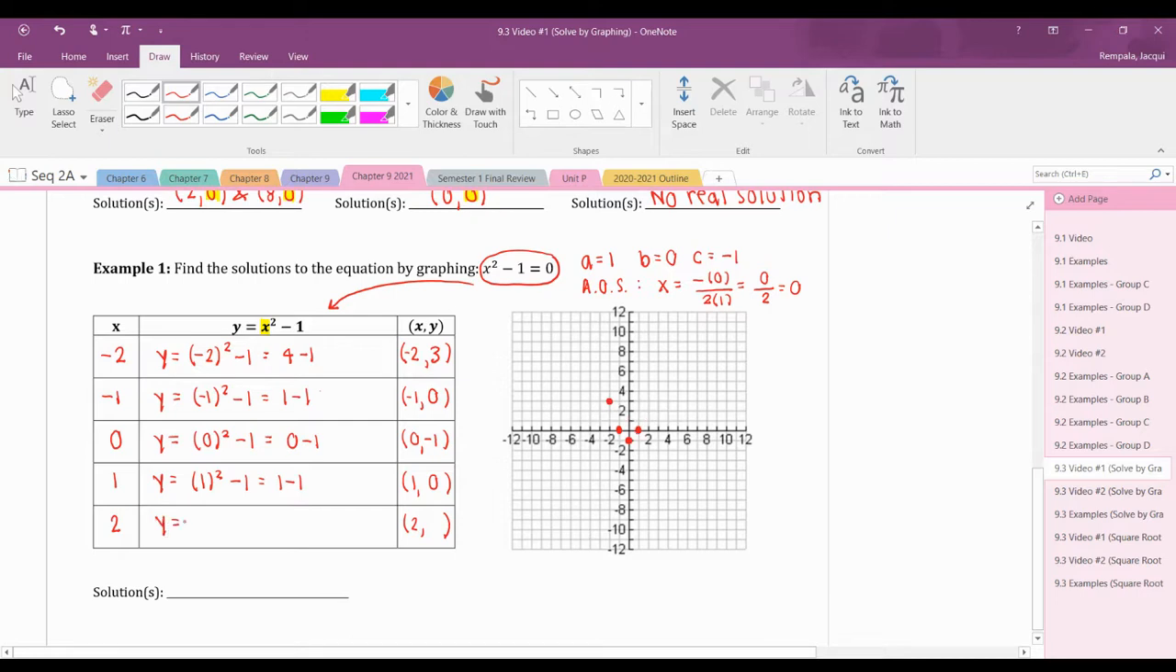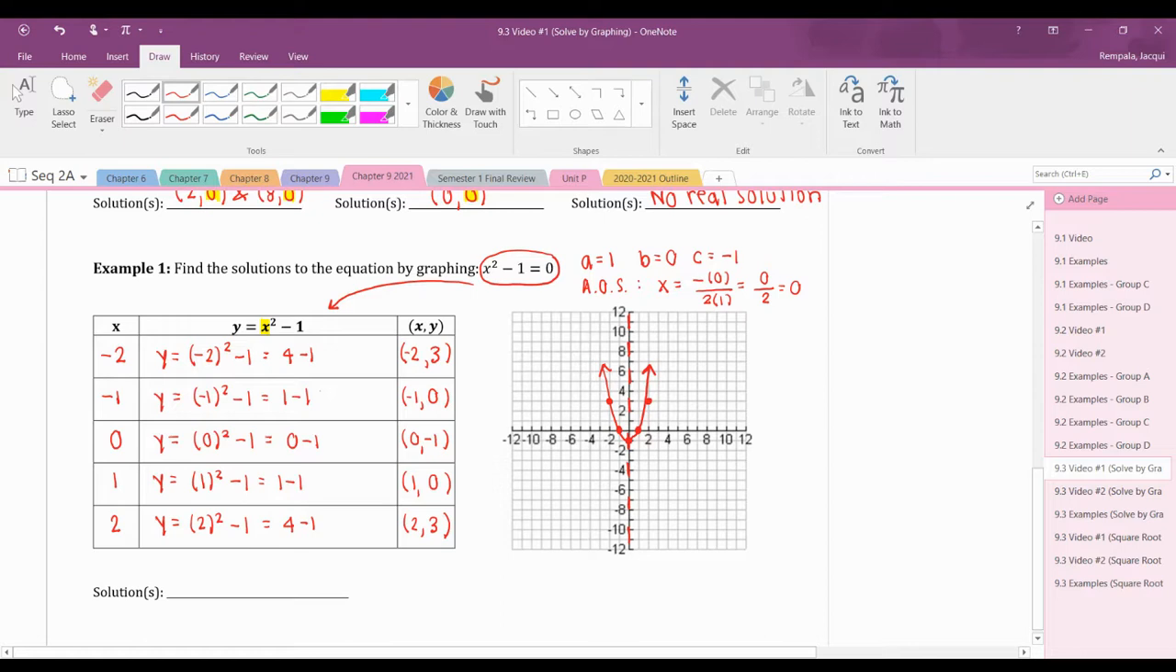Then we have y equals, we'll have 2 quantity squared minus 1. 2 squared is 4. 4 minus 1 will give us 3. So 2 to the right and 3 up. So notice that here is my parabola. Okay, if we wanted, we could draw in an axis of symmetry of x equals 0. So notice that technically our axis of symmetry is on the y-axis.